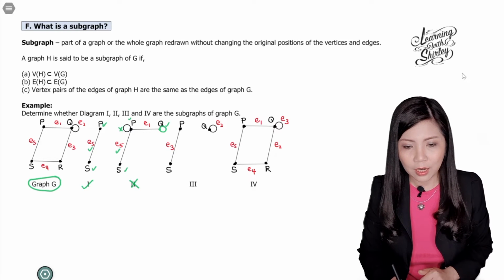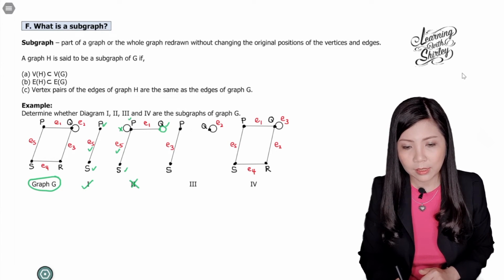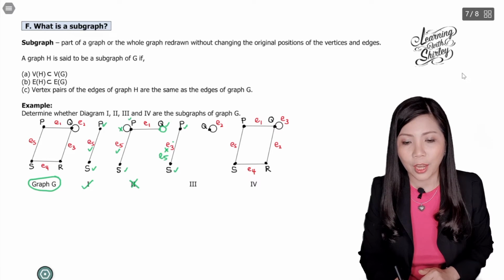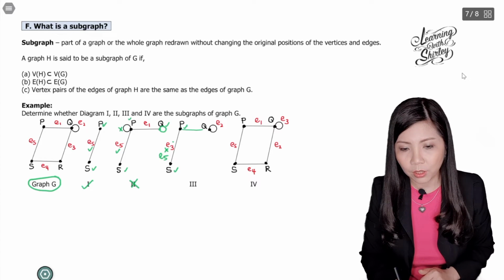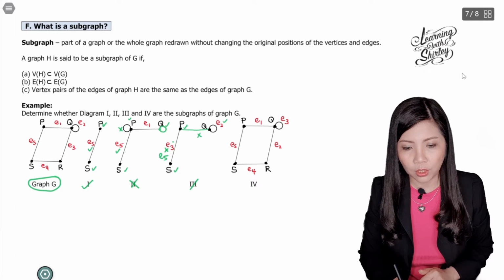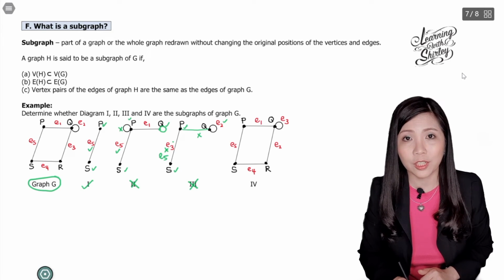Let's look at 3. We have P to S, correct, but the edge is not correct. It's supposed to be E5. And then this line is not drawn, so it's not correct. E2 is correct. Therefore, this is not a subgraph of graph G.